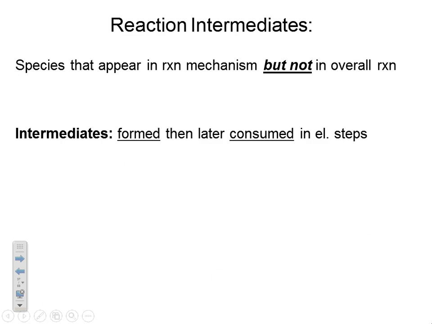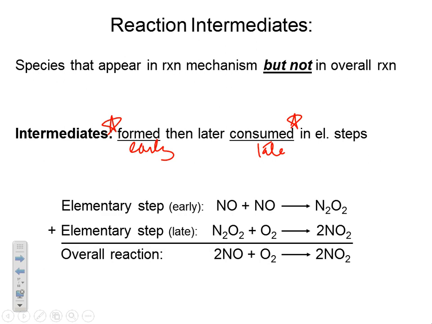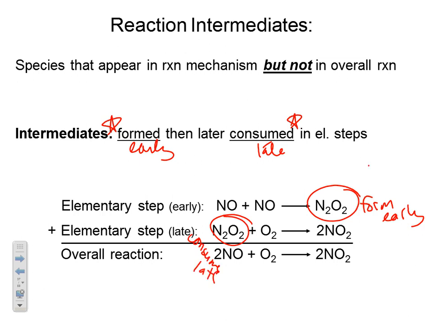Now, reaction intermediates. This is a species that appears in the reaction mechanism, but not in the overall reaction. And an intermediate, by definition, is something that is formed early on, but then later on consumed. Formed and then consumed. So in that previous example, the N2O2, because we make it early, but then consume it later, that makes N2O2 an intermediate. That's what we call an intermediate. Formed and then consumed. Produced and then consumed.